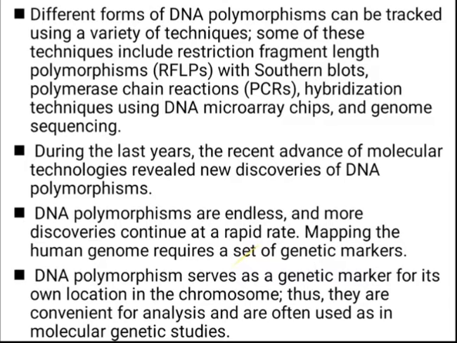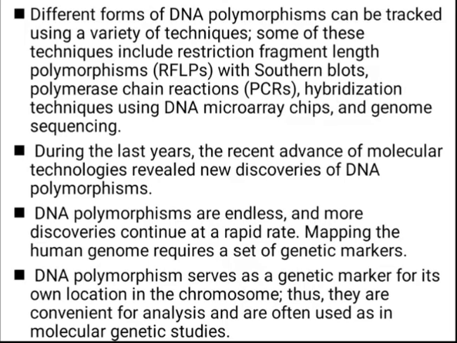Then different forms of DNA polymorphisms can be tracked by using a variety of techniques, and some techniques are restriction fragment length polymorphisms, that are RFLPs. RFLP means restriction fragment length polymorphisms with Southern blots. And next one is PCR, that is polymerase chain reaction. And last one is a hybridization technique using DNA microarray chips and genome sequencing.